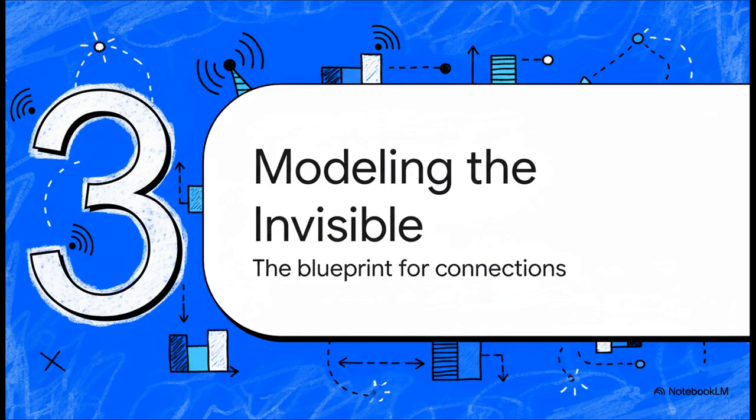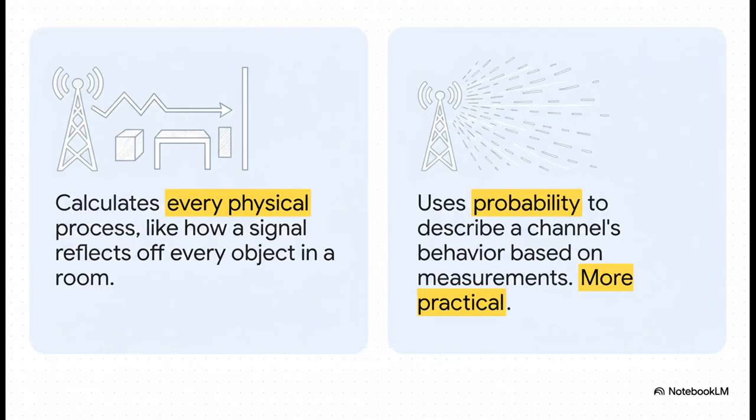So if these channels are everywhere, how on earth do we design and build them, especially the invisible ones? Well, we have to model them. We create a kind of blueprint that describes how a signal is going to behave as it travels through the channel. There are really two main ways to go about it. A physical model tries to be perfectly accurate by calculating every single reflection and interaction a radio wave has with its environment. As you can imagine, that gets incredibly complex really fast. So, more often, engineers use a statistical model. It uses probability to predict the channel's behavior based on past measurements, which is just way more practical for building real-world stuff.